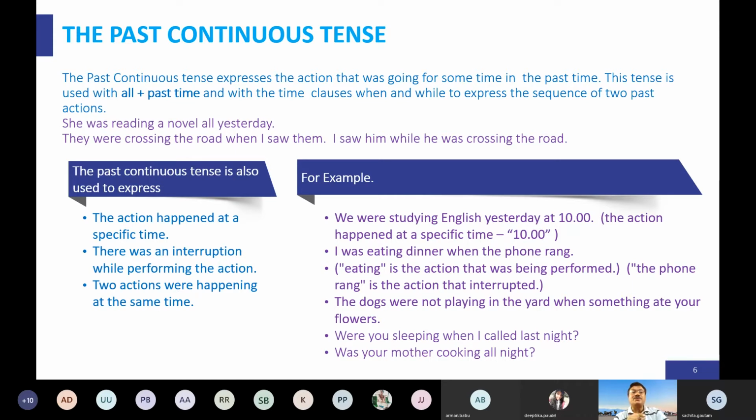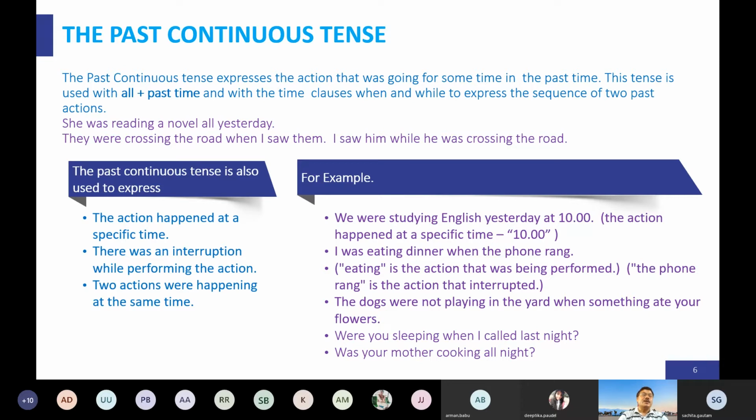If there is simple past tense, "when" is followed by simple past tense. Generally, when is followed by simple past tense: when I saw them, simple past tense. While he was crossing the road, "he was crossing the road" means past continuous tense. So "while" is followed by continuous tense, past continuous tense. "When" is followed by simple past tense. The use of when and while you can differentiate this way.